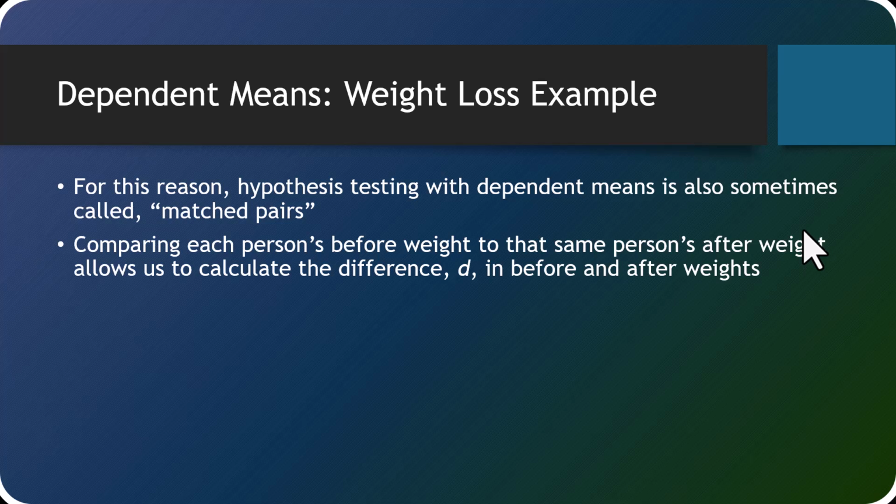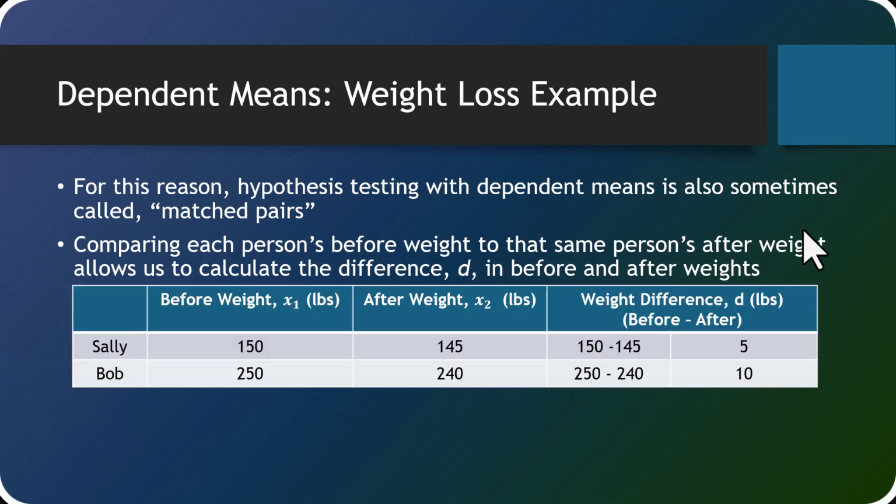Comparing each person's before weight to that same person's after weight allows us to calculate the difference D in before and after weights. As you can see here, we've taken 150 pounds and subtracted 145. 150 minus 145 is 5. That indicates that Sally experienced a 5-pound weight loss during the treatment. Similarly, for Bob, his weight before the program was 250 pounds. His weight after the program was 240. 250 minus 240 is 10, so he experienced a weight loss of 10 pounds.